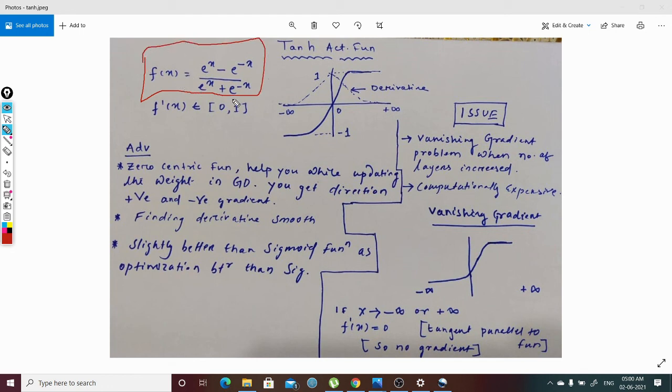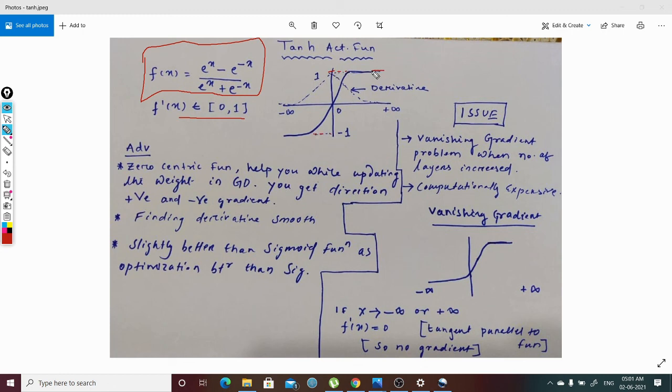And this is the range of the derivative. Yes, it is differentiable. So let's see what the range of the tanh activation function is. The tanh activation function ranges from 0 to 2, sorry, not 0, it ranges from 1 to -1.